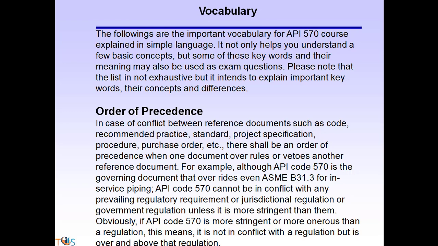Okay, vocabulary. We're bringing a few important vocabulary here so you know the basics or refresh your mind. And these are the important vocabulary of the API 570 course, and we have explained it in simple language.